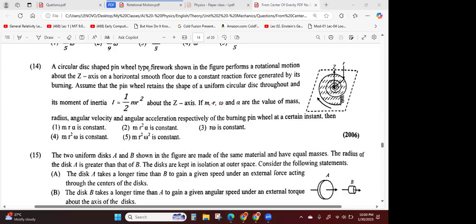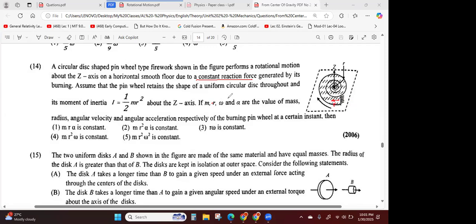A circular disc-shaped pinwheel type firework shown in the figure performs rotational motion about the axis on a horizontal smooth floor due to a constant reaction force generated by its burning. So you can see it's burning. That means this burning makes a force on the air, so an equal and opposite reaction force acts on this thing, so it will rotate. I'll mark the force acting on this, and it says this force is constant.